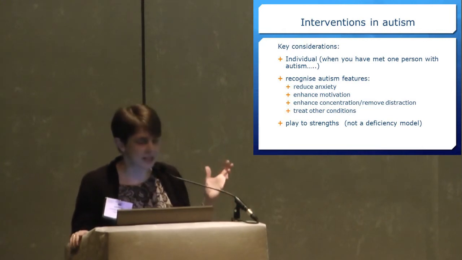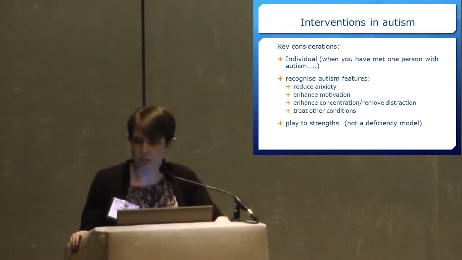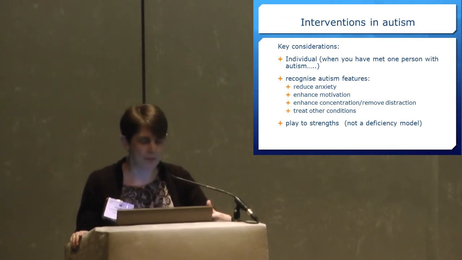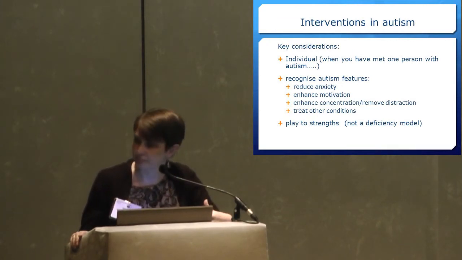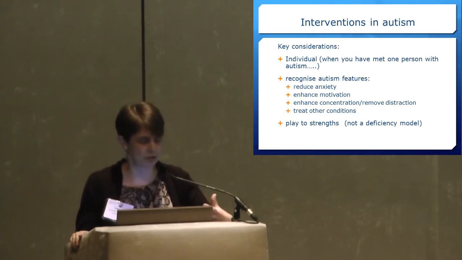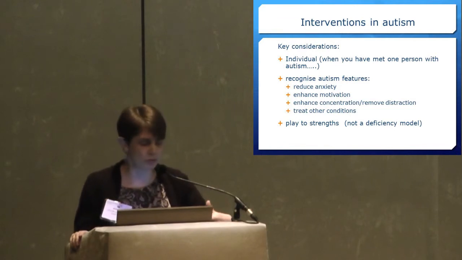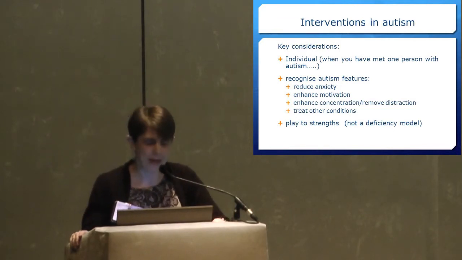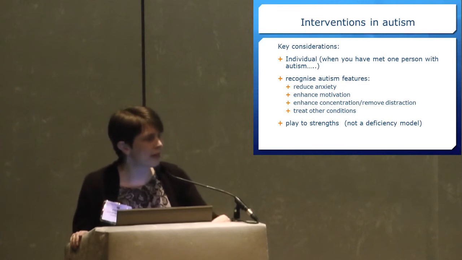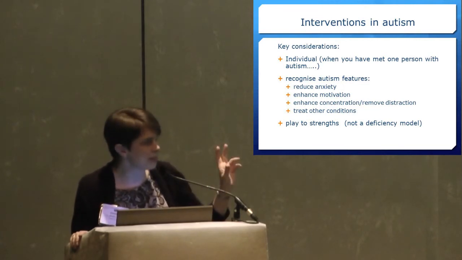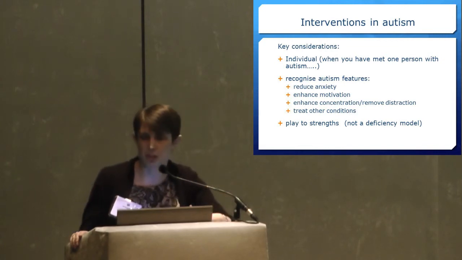The second thing is recognizing the autism features, that any intervention should aim to reduce anxiety for people, to enhance motivation, to motivate people to do things, to enhance concentration or to remove distraction for people. And also bearing in mind that there's always a need to treat other conditions. Richard mentioned briefly at the beginning the other elements such as health issues.